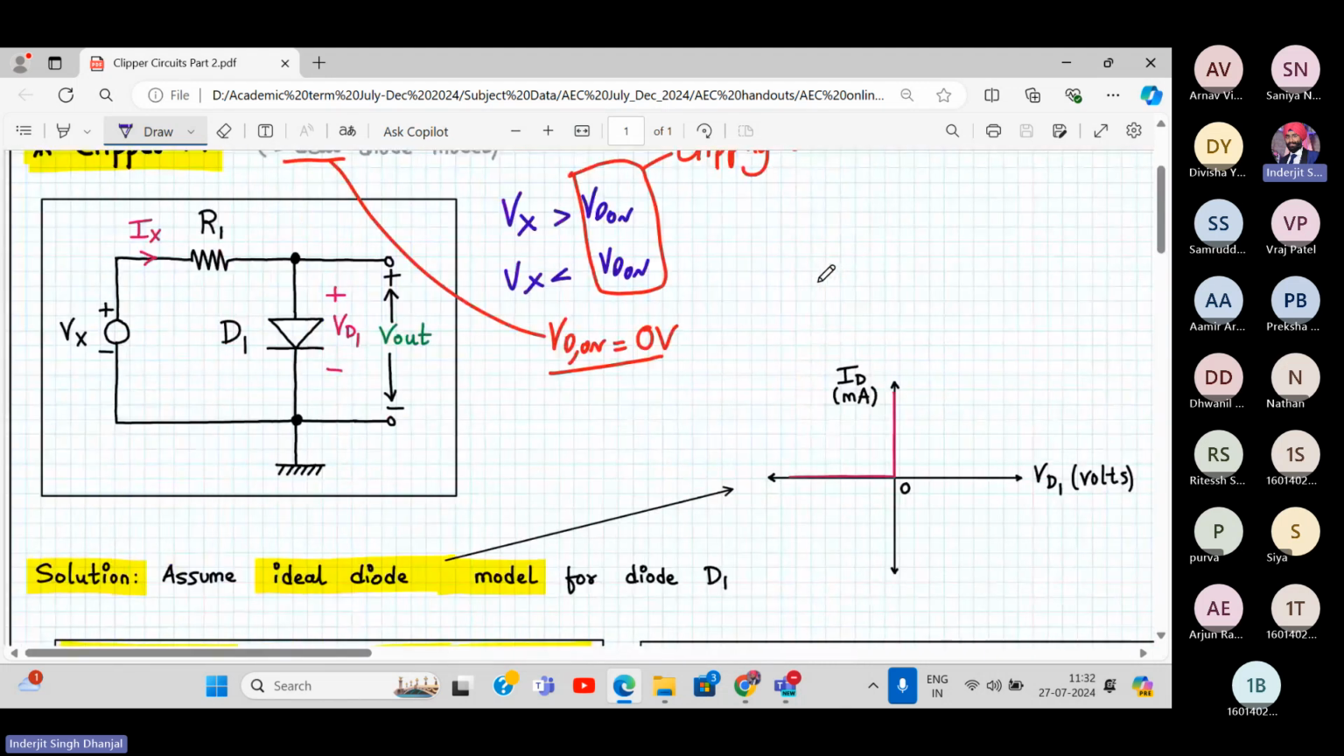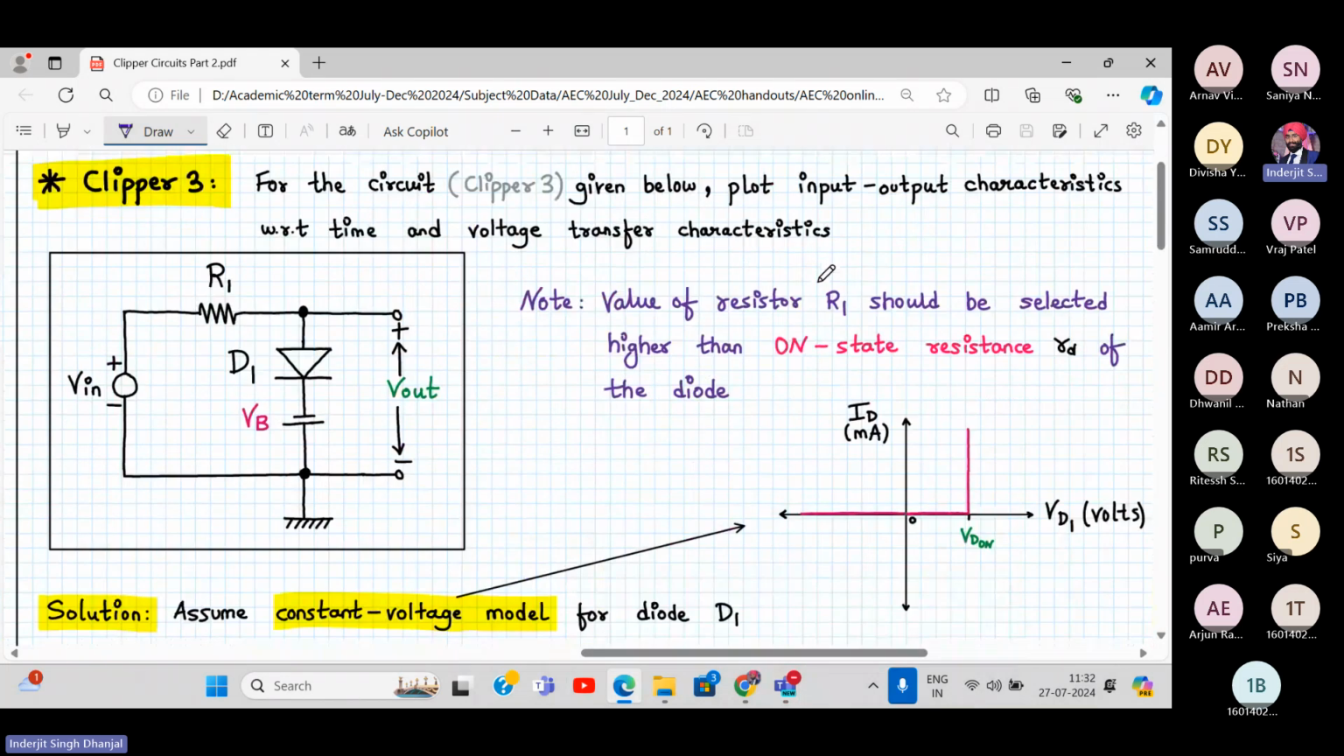Clipper number 3. Here, the biasing voltage is connected in the reverse direction. So the negative of the bias is connected to the cathode of the diode. What will happen over here? This is VD on. So what will be my clipping level? Can you tell me? Vin should be less than or equal to, or Vin should be greater than or equal to? Can you all tell me?